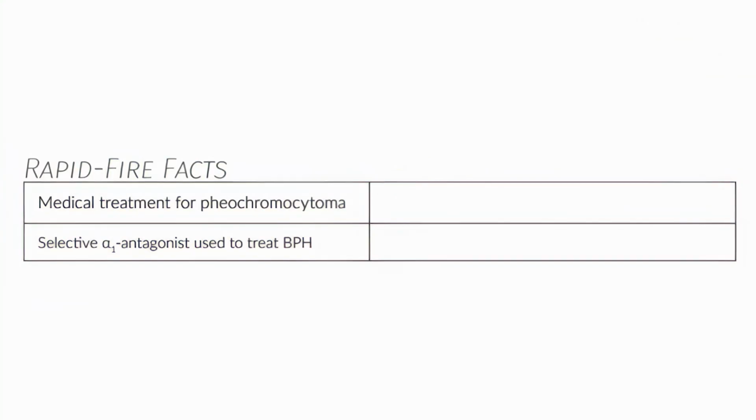And then we finally have a couple rapid fire facts here. If we have pheochromocytoma, you're going to use alpha blockers. And for BPH, you're going to use a very selective alpha blocker like tamsulosin.